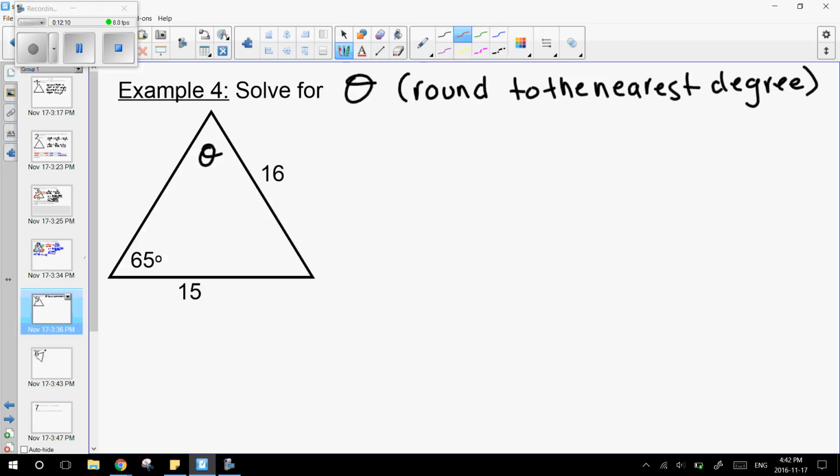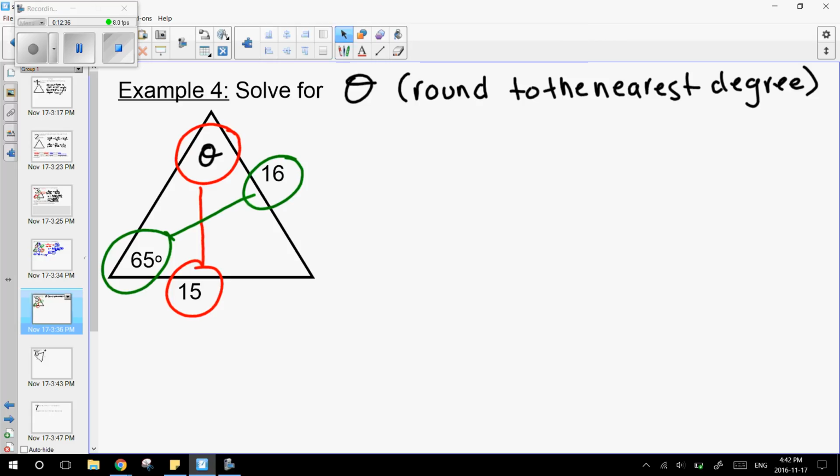Looking back at our triangle here, let's pull out our pairs. What we need to find is theta. We look across from theta. We do have that opposite side there, so we can use that as our one pair. We don't have to find anything else. Let's look at what else is left. We have our angle 65. Across from it, we have our side 16. So we have our two pairs. Let's throw them into our equations.